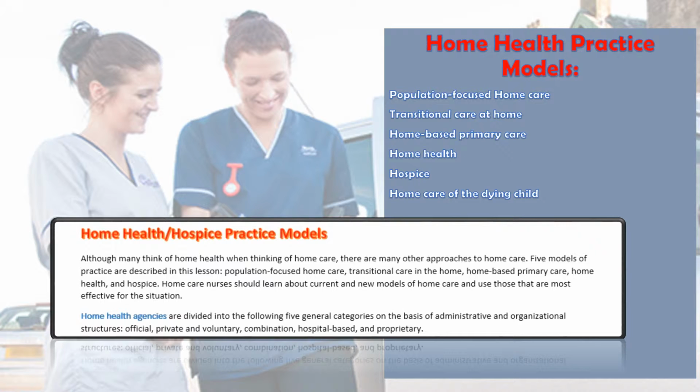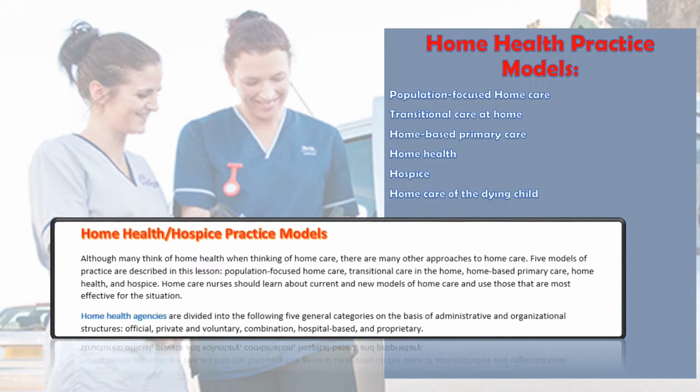There's also transitional care in the home. This is transitioning from an illness in the hospital to the home setting, and the nurse is going to go in the home setting and provide transitional care at home. The third kind is home-based primary care. This is when a patient is in the home and requires ongoing skilled nursing services and they need a nurse to come in. The fourth is home health and then hospice care.